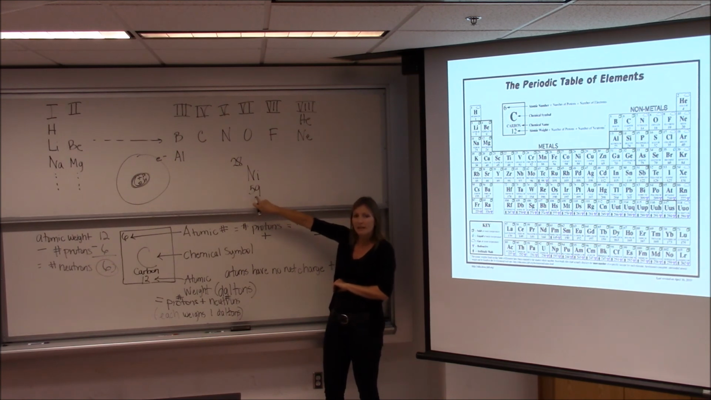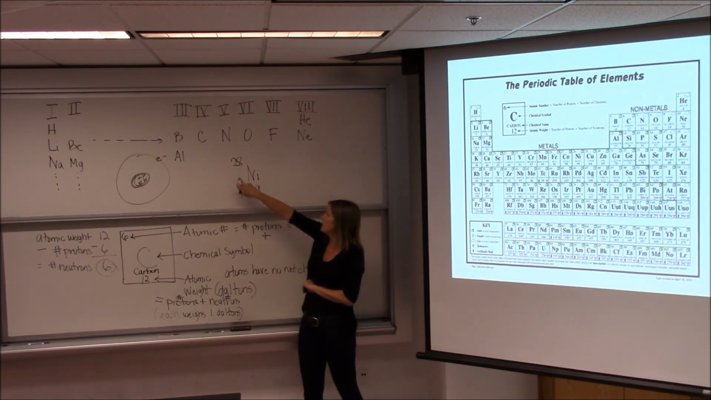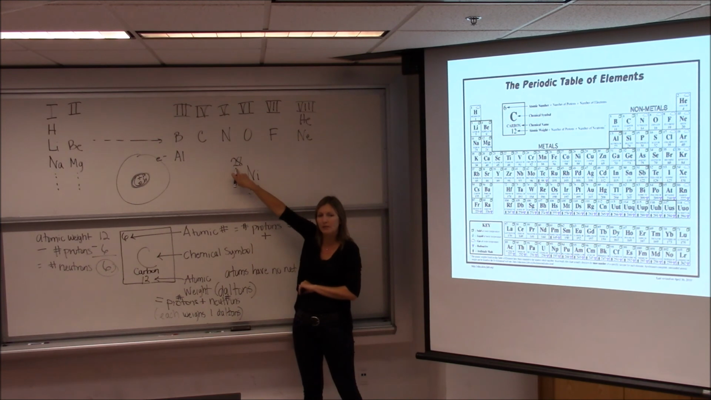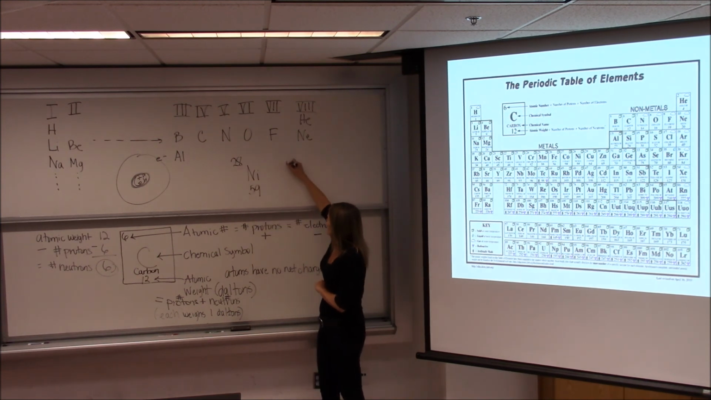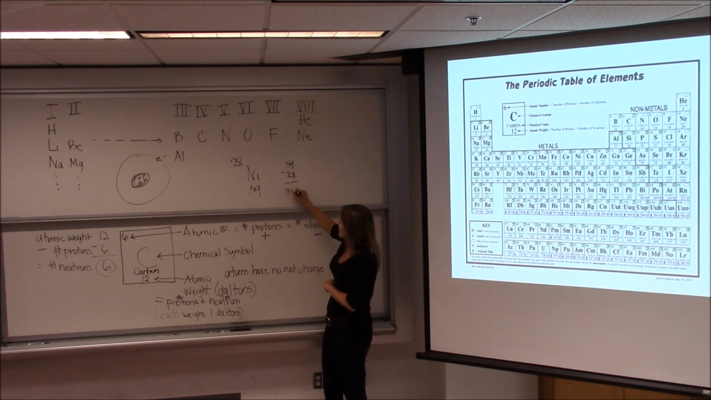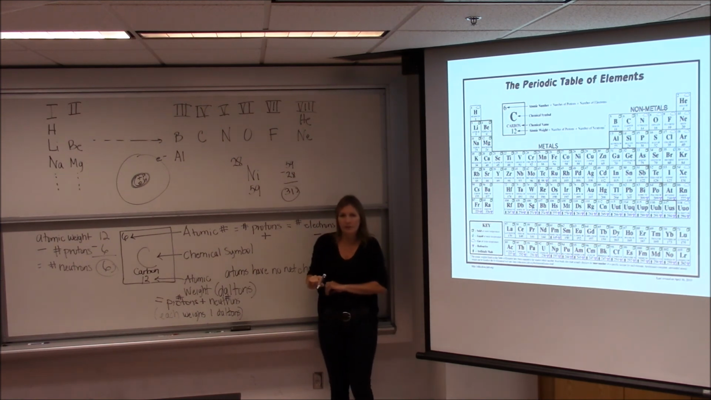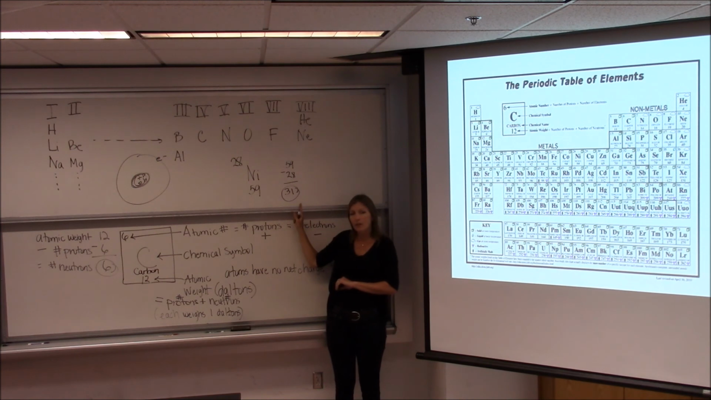This 59, the atomic weight, equals protons plus neutrons. So to calculate neutrons, we would just say 59 minus 28. Nickel has 31 neutrons. If you have any questions about this, please rewind the tape and listen to the explanation of atomic weight again.